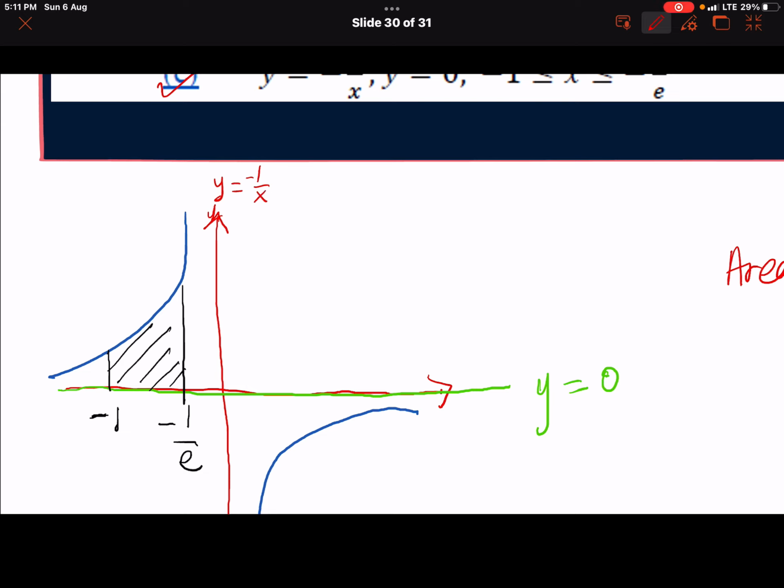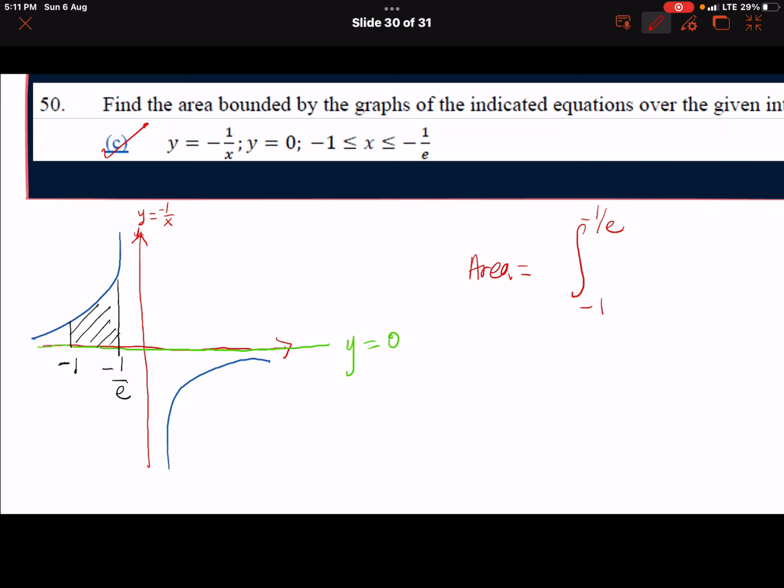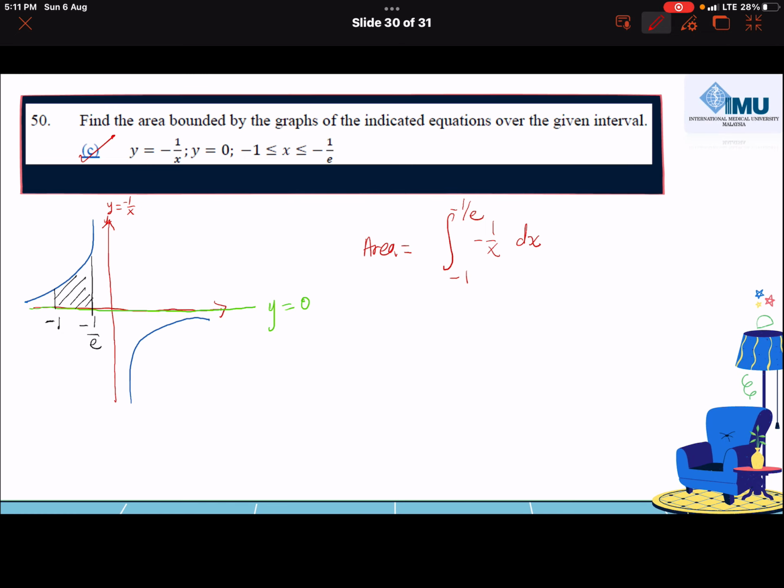negative 1 over x. Meanwhile, the bottom part of your area will be the x-axis, y equals 0. Hence, the formula will be negative 1 over x minus 0, which you don't have to write because anything minus 0 will go back to itself. Now, the formula is complete for you to find the area of the shaded region. Perform the integration. Integrate negative 1 over x, you will obtain negative ln x.